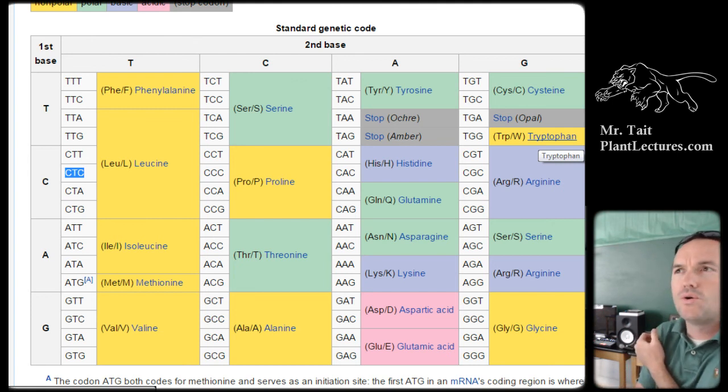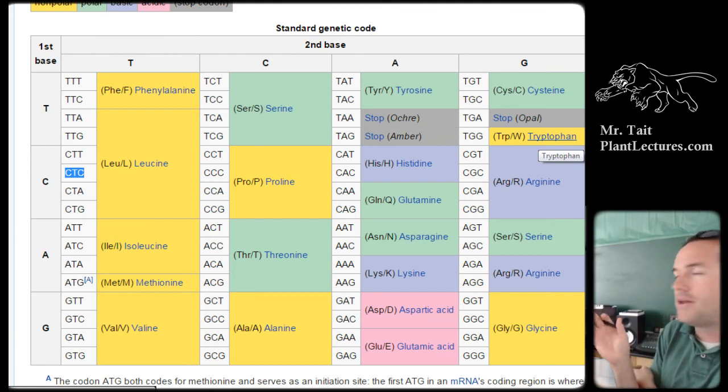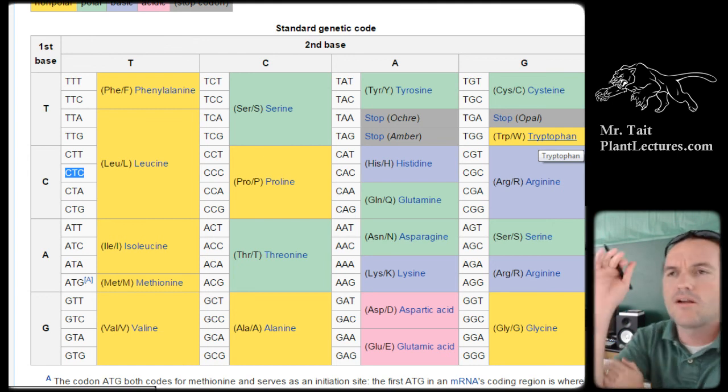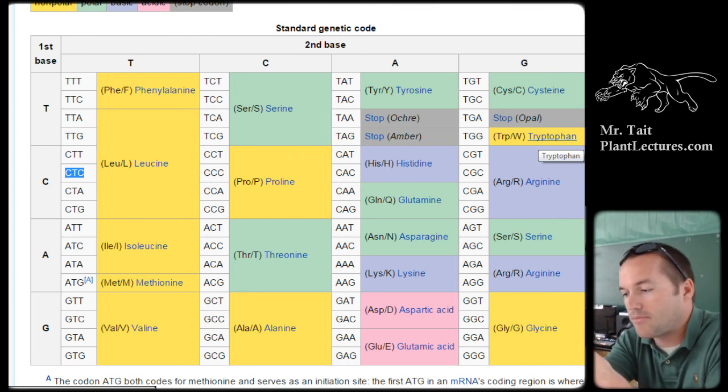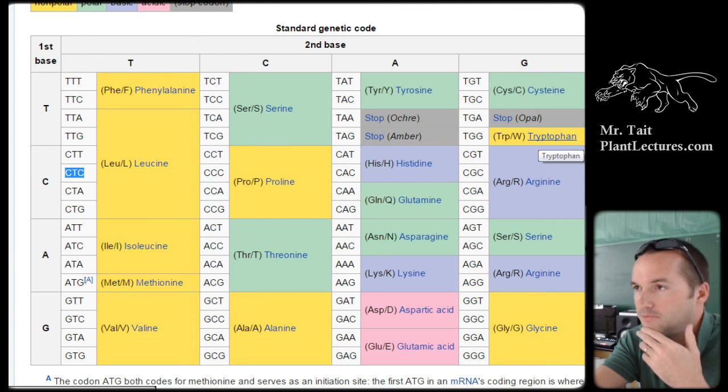And so it actually is one of those amino acids, like many of them on here, that can be produced by changing one amino acid into another amino acid. There's an enzyme, a chemical pathway that will change a single amino acid, one type of amino acid, into another type of amino acid.